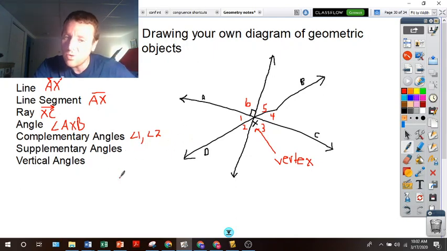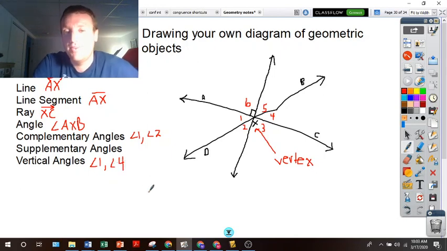And then the vertical ones are created by, there's tons of these, created by intersecting lines. So which angle is vertical to angle 1? Nice. Angle 4. Okay, so that's going to be a task that I want you to do today. Create your own diagram that hits these words, and we might throw in some other words too.